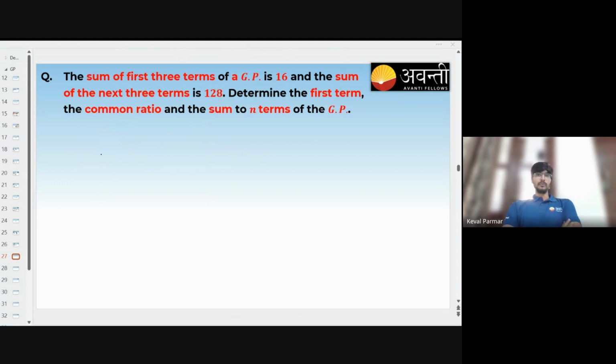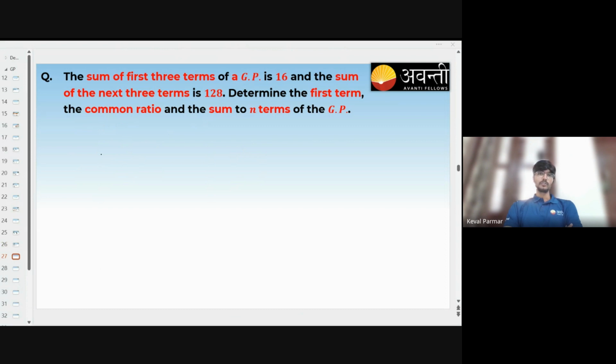I'll give you 1 minute to read the question and assess the information. Let me read it with you. The sum of the first 3 terms of a GP is 16, and the sum of the next 3 terms is 128. Determine the first term, the common ratio, and the sum of n terms.